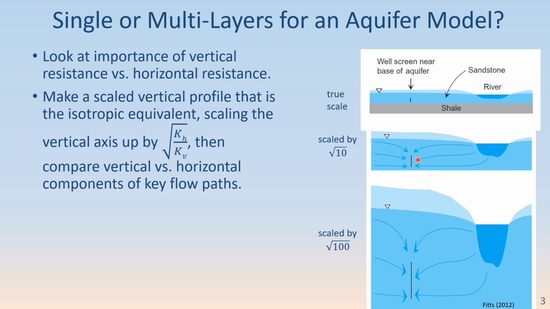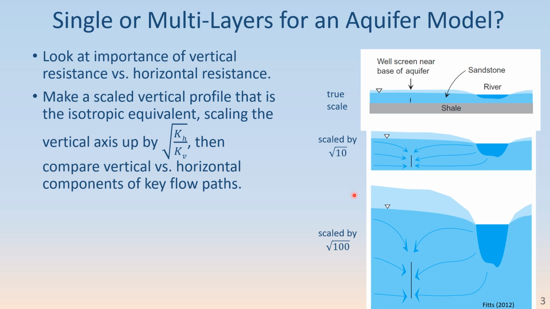Again, we look at typical flow paths in that scaled section, in the equivalent isotropic section, and it looks to be mostly resistance to horizontal flow, not vertical flow, that dominates. So a 2D analysis may be okay there.